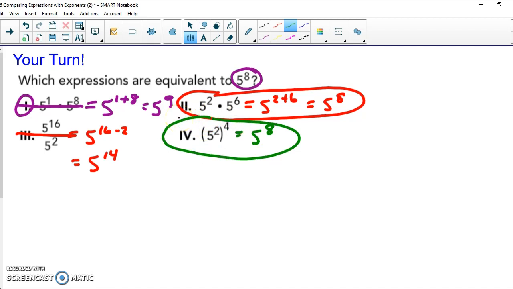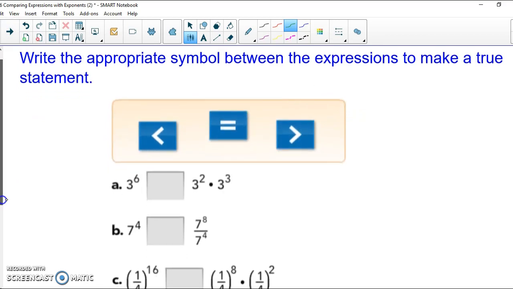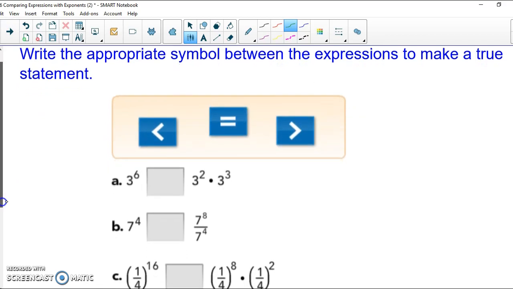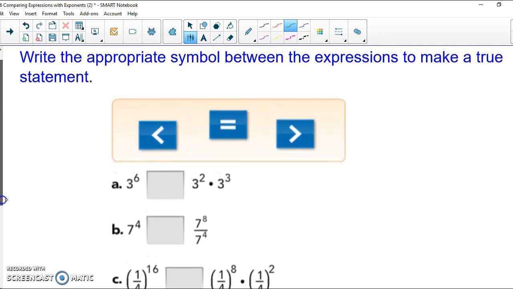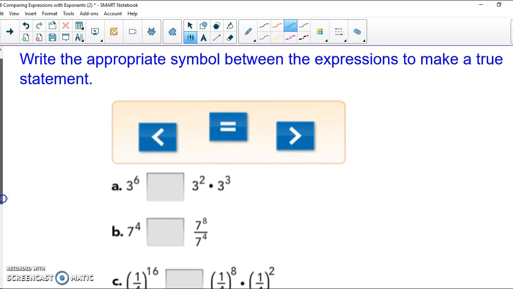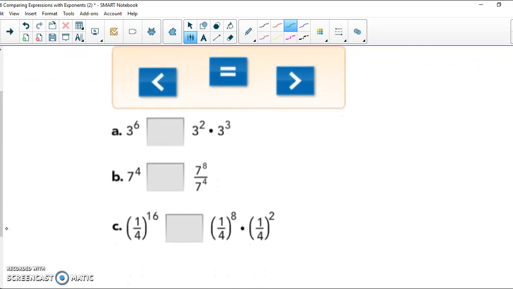In class, we'll be doing some activities to help you practice sorting out all these different properties because we have talked about a lot of them. And now that you know all of them, we want to make sure that we can remember which process goes with which property. So let's take a look at putting the correct symbol between these expressions to make a true statement. So we're trying to determine if the first is less than, equal to, or greater than the second expression.